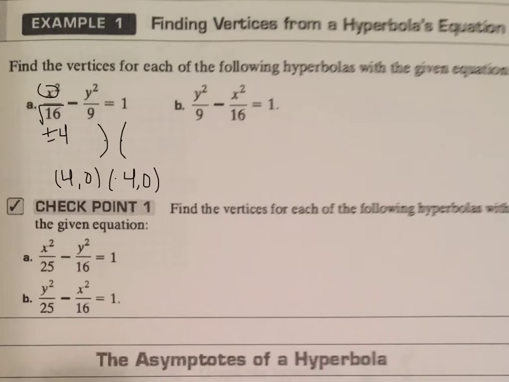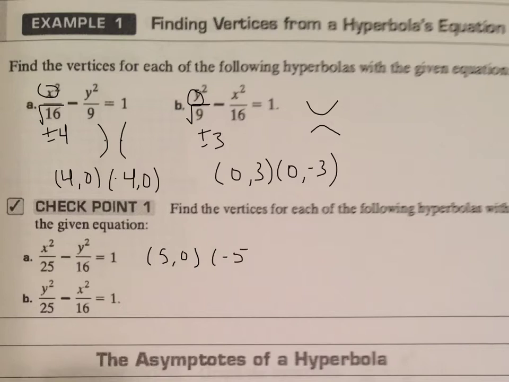For b, you see you've got y first, so now it's a vertical one, and the square root of 9, which is plus or minus 3, is going to go into the y position, which would be (0, 3) and (0, negative 3). Those are our two vertices, and it would go like this. So pause here, try your checkpoint. When you come back, I'll give you the answers. So checkpoint 1, the vertices are at (5, 0) and (negative 5, 0). And for b, it's going to be at (0, 5) and (0, negative 5).